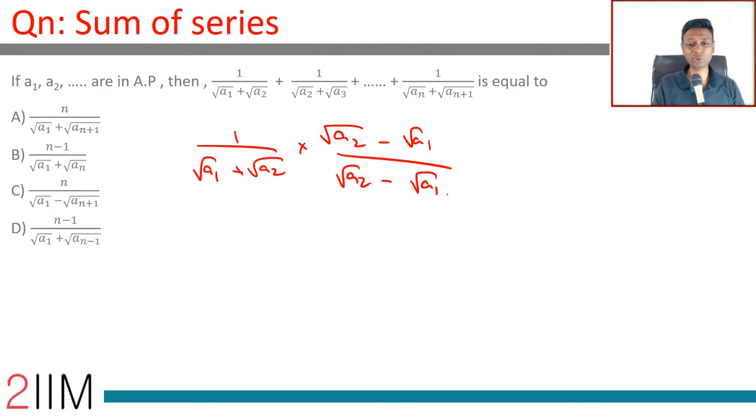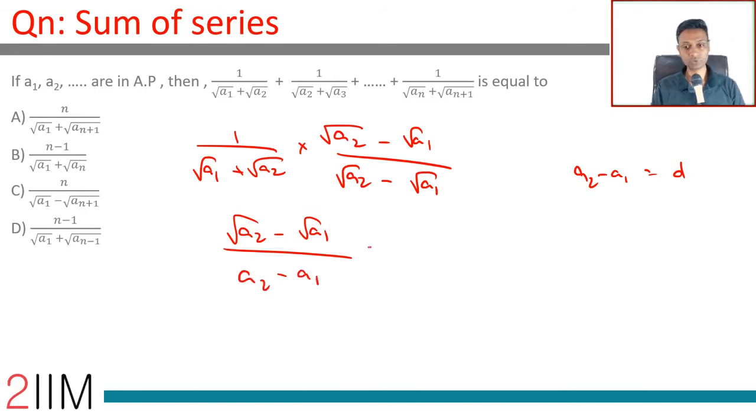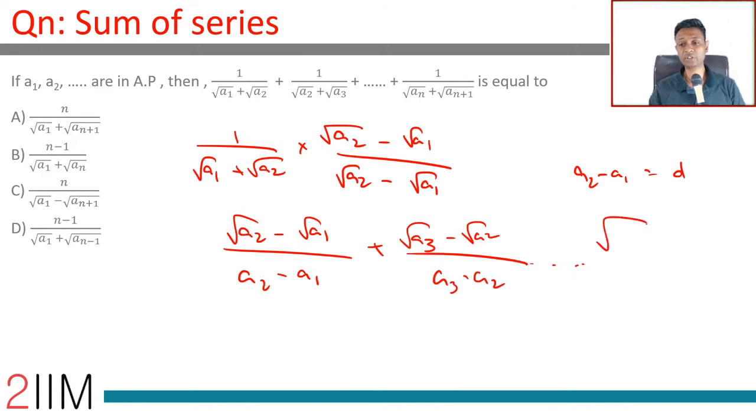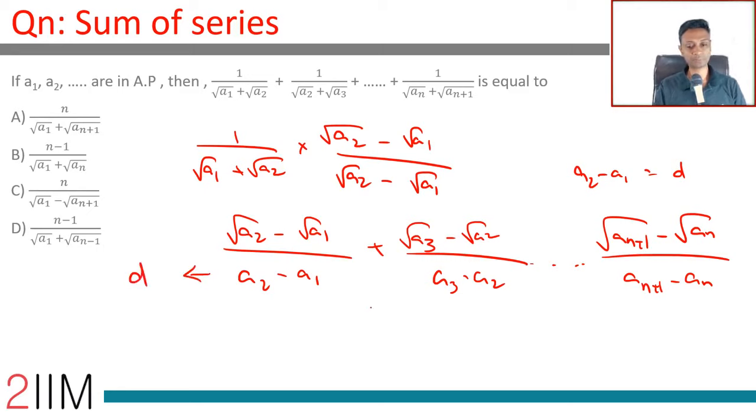Why am I writing it as A2 minus A1? Because I know A2 minus A1 is D, the common difference. Wonderful. So this is square root of A2 minus square root of A1 by A2 minus A1 plus square root of A3 minus square root of A2 by A3 minus A2 all the way to square root of An plus 1 minus square root of A1 by An plus 1 minus An. Brilliant. This denominator is equal to common difference.